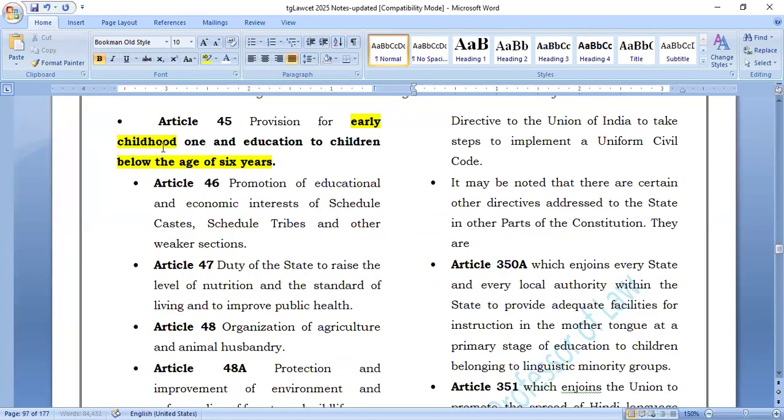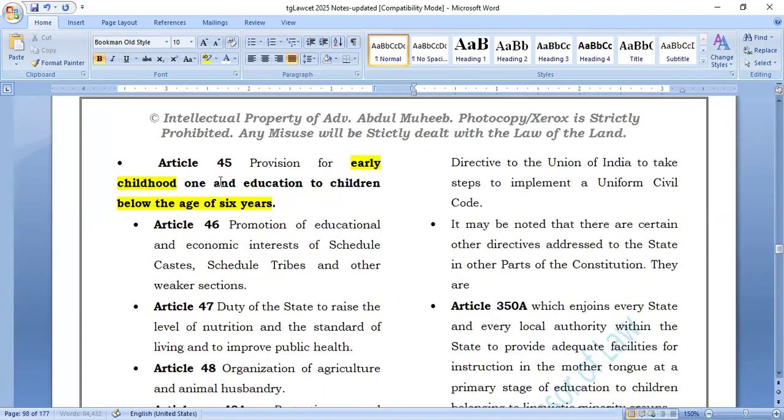So Article 45 is early childhood and education, below the age of 6 years.